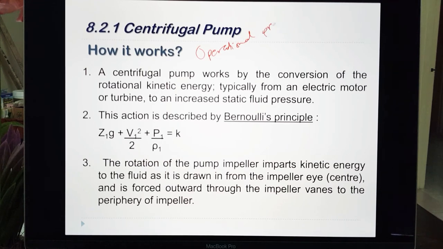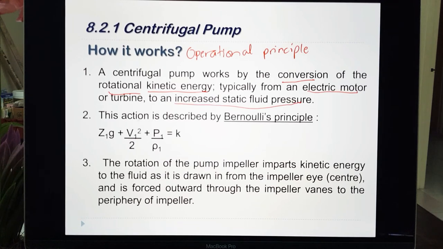Operational procedure. Alright, so this one is the operational principle of the centrifugal pump. A centrifugal pump works by conversion of the rotational kinetic energy, typically from an electric motor. Why is it rotational? Because the impeller is being rotated from an electric motor or turbine to increase static fluid pressure.